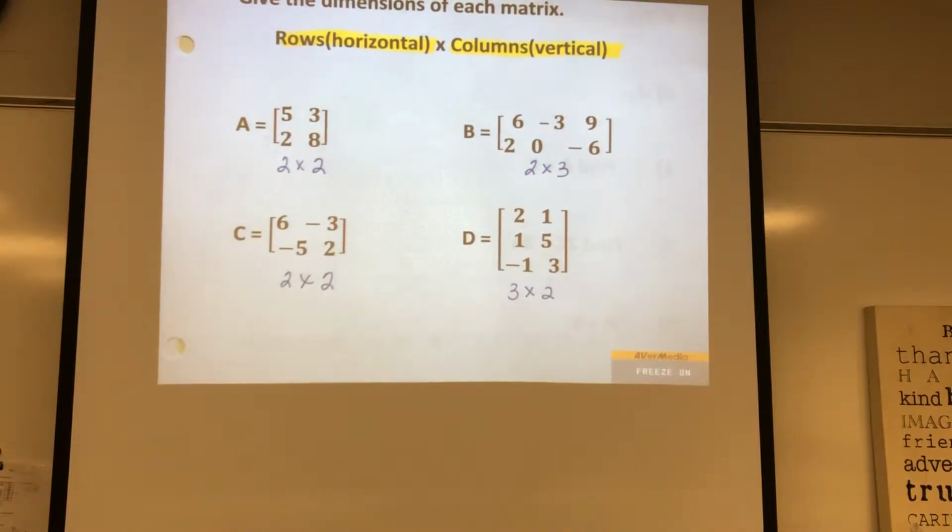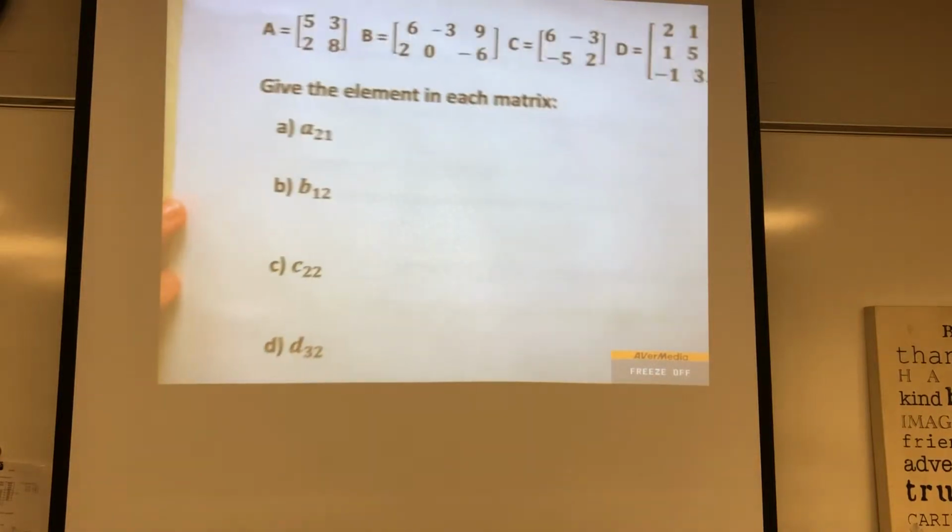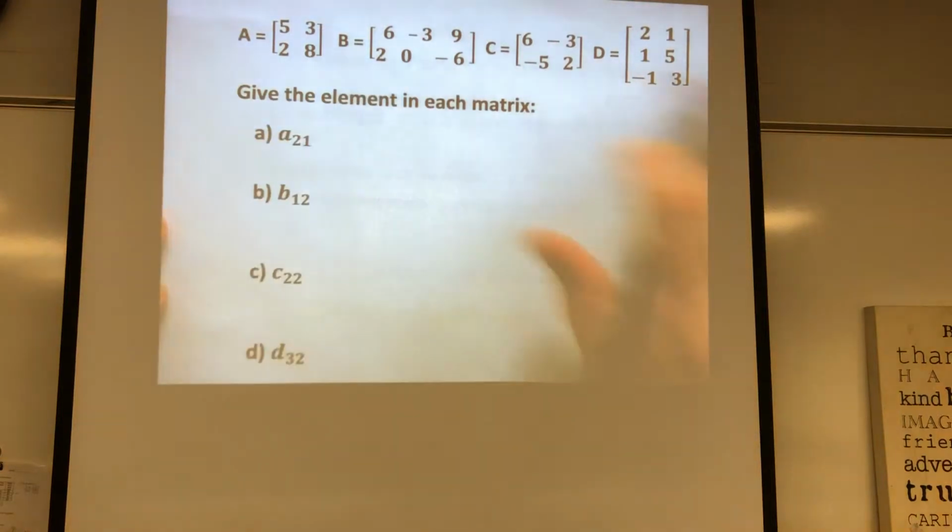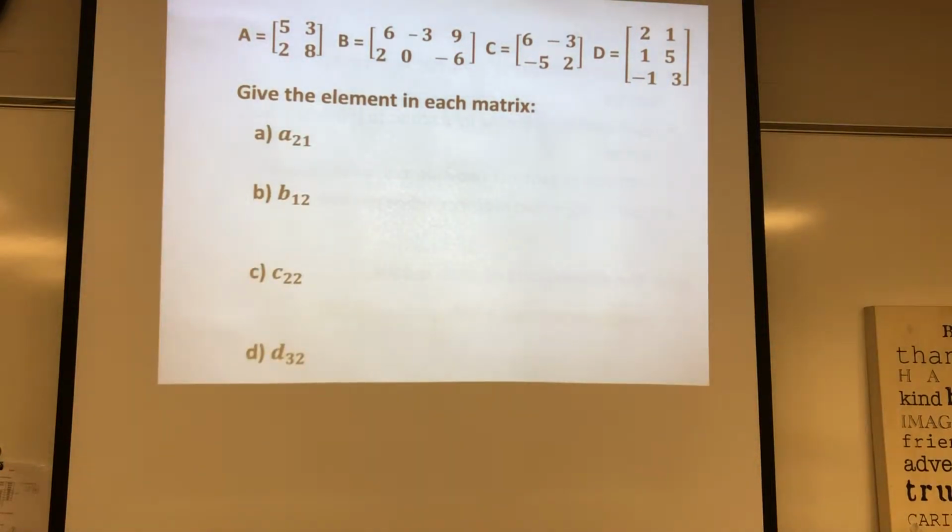So next, we're going to take each of those same matrices and we're going to find the element. Remember, that's just the number inside based on some notation. I just rewrote those same matrices at the top. So if you already have them written down, you don't have to write them down again, just for easier reference.